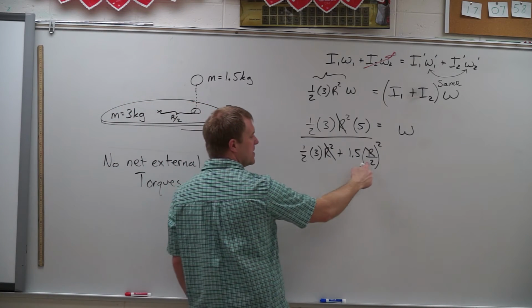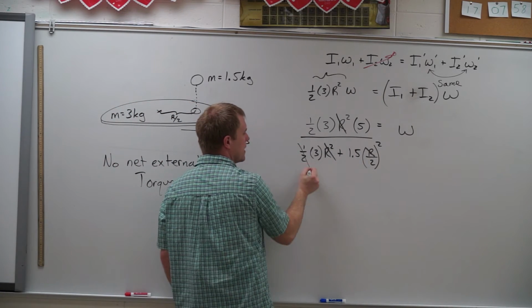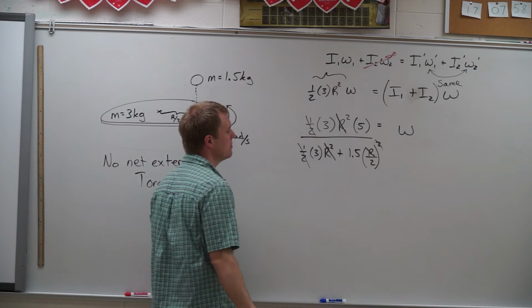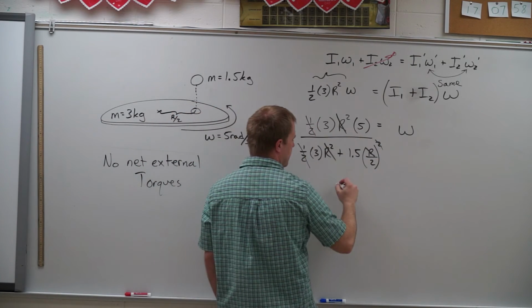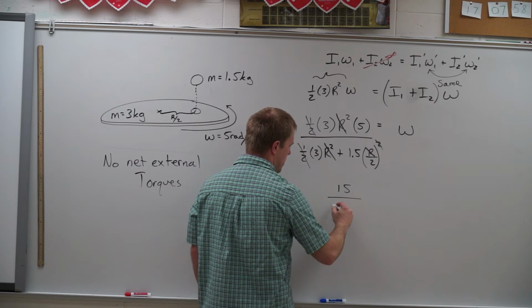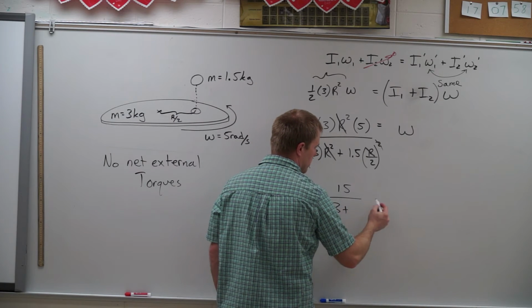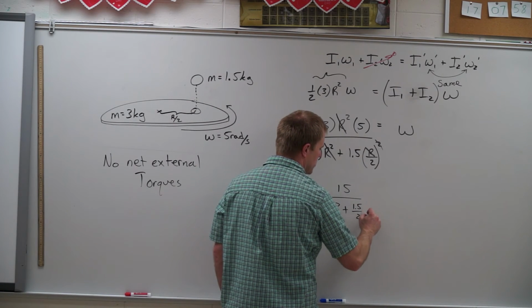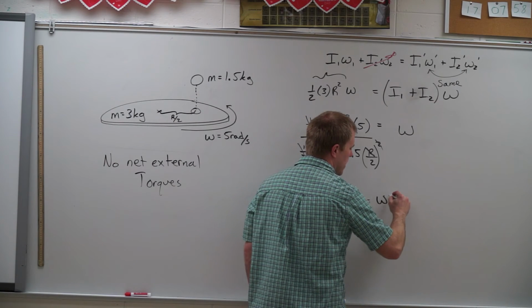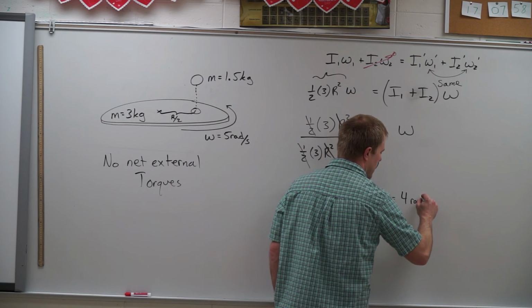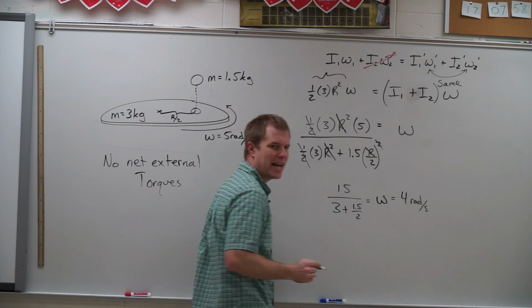All right. This is 1/2 times 1/2, so I can get rid of one of my halves. And so I'm left with 15 on top divided by 3 plus 1.5 divided by 2. When we put this all together, we find out that the final angular velocity is 4 radians per second.